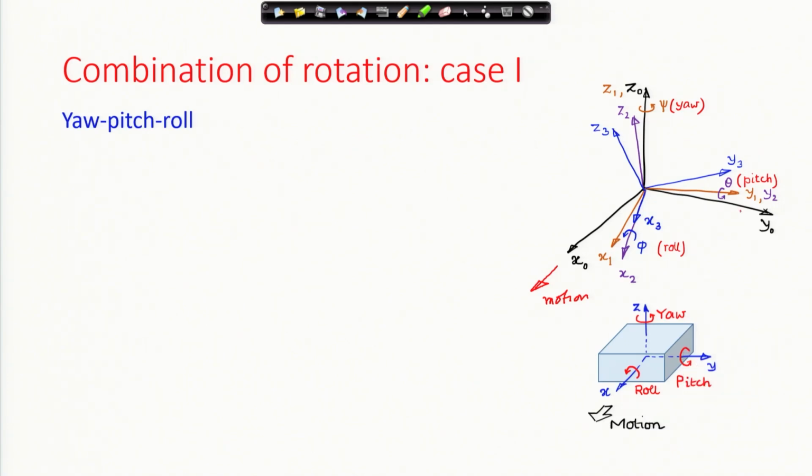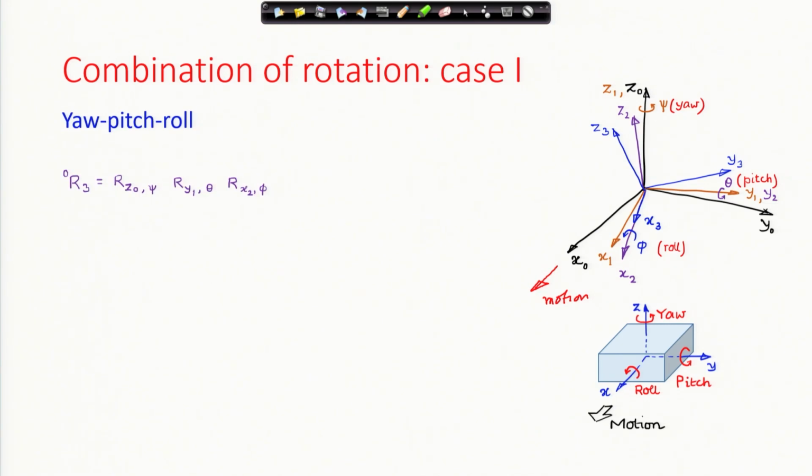We have therefore first the yaw, a rotation about z 0, and z 1 is identified. Pitch is a rotation about y 1, and y 2 is identified. Roll is a rotation about x 2, with x 3 identified. I get finally the x 3, y 3, z 3 coordinate system. And representing the rotation of any vector from x 3, y 3, z 3 to x 0, y 0, z 0 is our target.